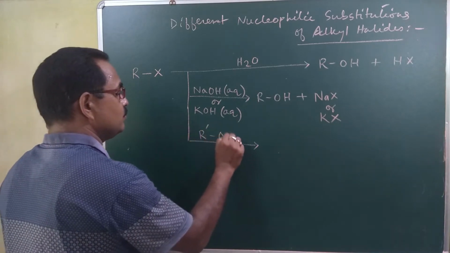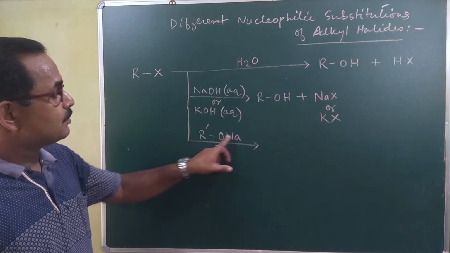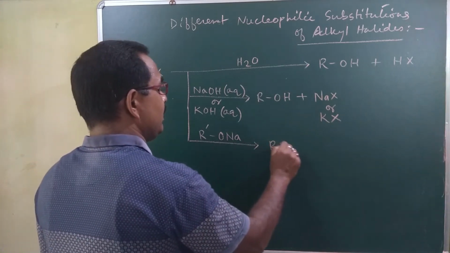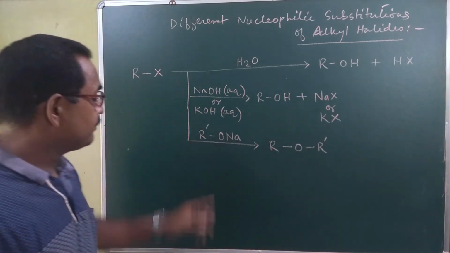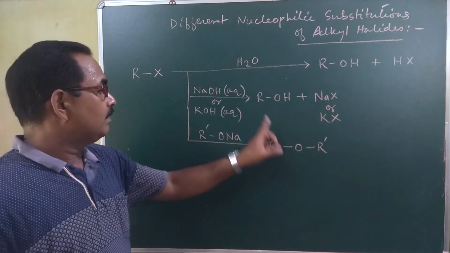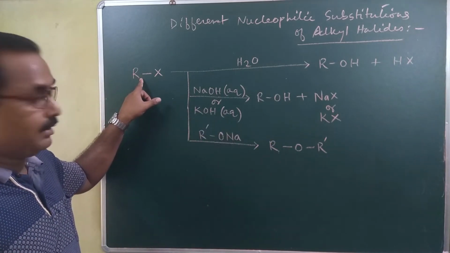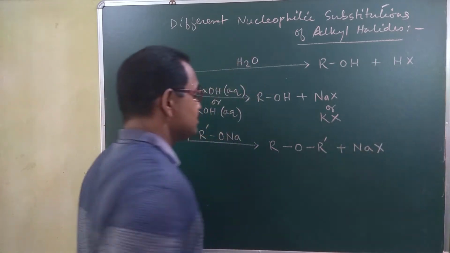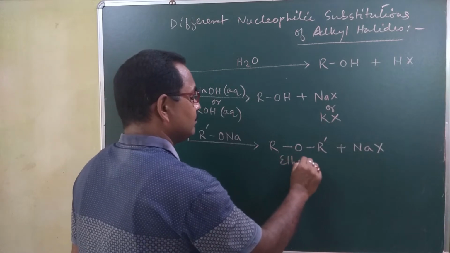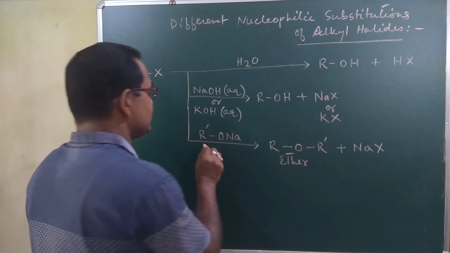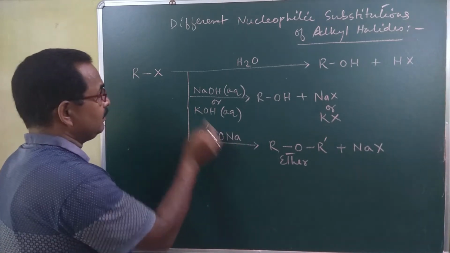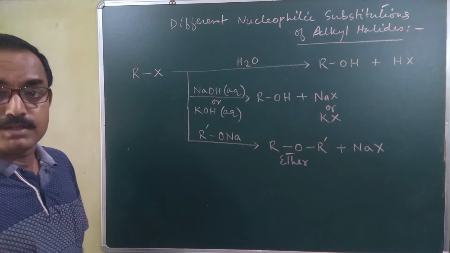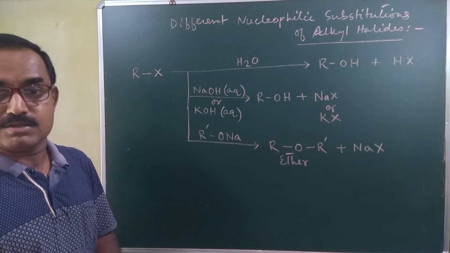Next, say R'ONa. What is this? It is the sodium salt of an alcohol, called sodium alkoxide. In this case what will happen, we'll have R'-O-R, where this R comes from alkyl halide and R'O comes from this, plus NaX. This compound is known as ether, and this particular reaction is called Williamson ether synthesis. Remember, treatment of alkyl halide with sodium alkoxide resulting in the formation of ether, this reaction is called Williamson ether synthesis.